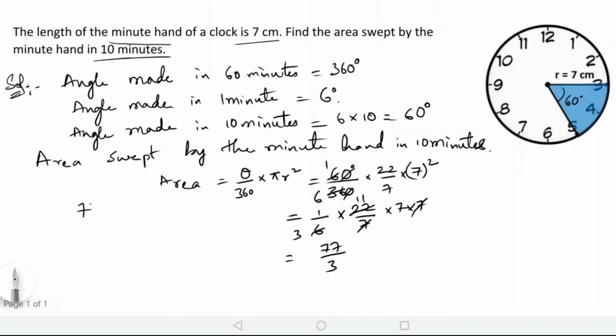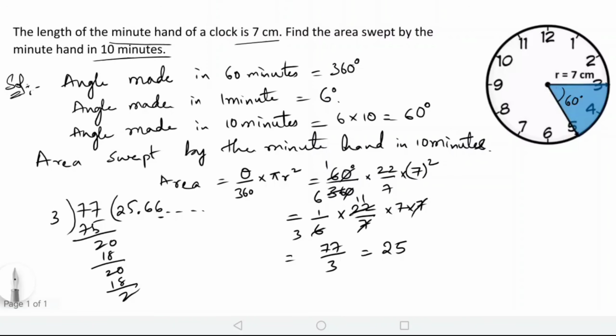Let us divide this. 77 divided by 3. 3 25s are 75, 2 left. Now we can take the help of decimal. 3 6s are 18, it keeps on going. So it will be 18 and 2 left. If we need to stop it here, we can round it up to 2 decimals. It will become 25.67 centimeter square. This is the area swept by the minute hand.